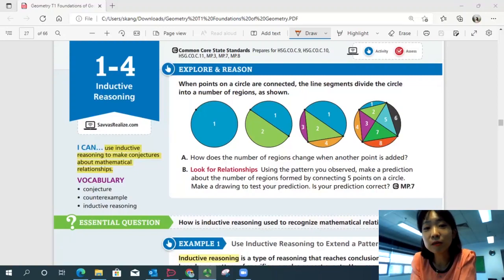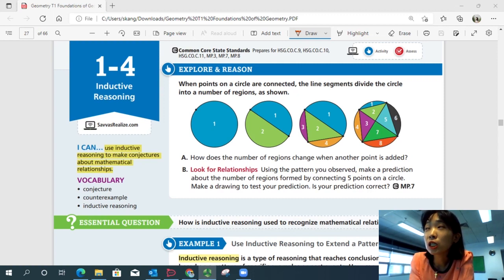Hi, this is Geometry, Lesson 1-4, Inductive Reasoning. In this lesson, we'll be able to use inductive reasoning to make conjectures about mathematical relationships. Our lesson vocabularies are conjecture, counterexample, and inductive reasoning. So we'll learn what they are. Let's start with explore and reason.